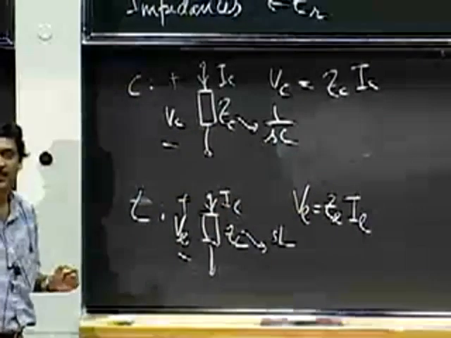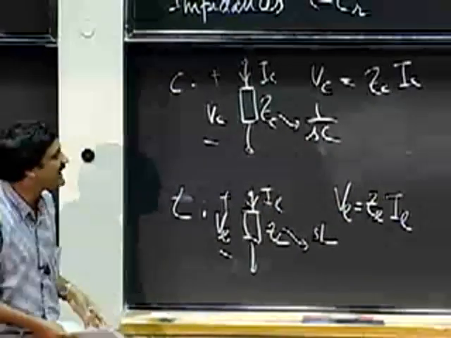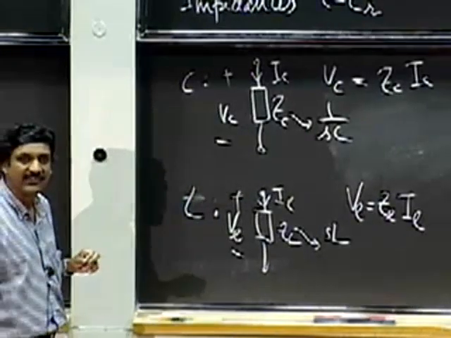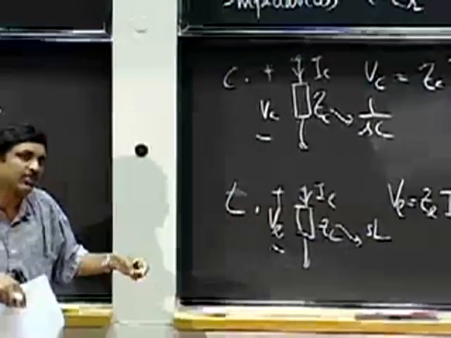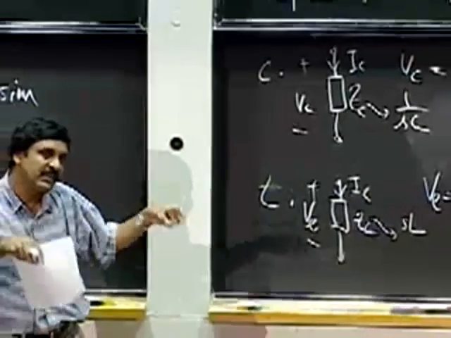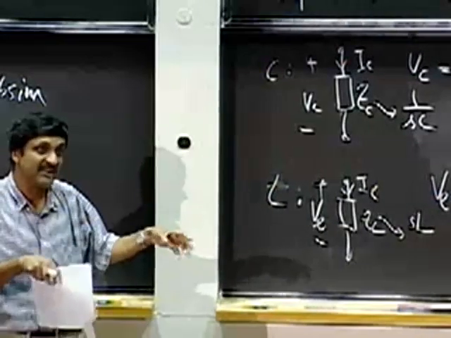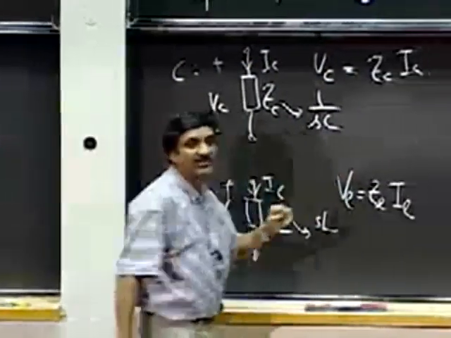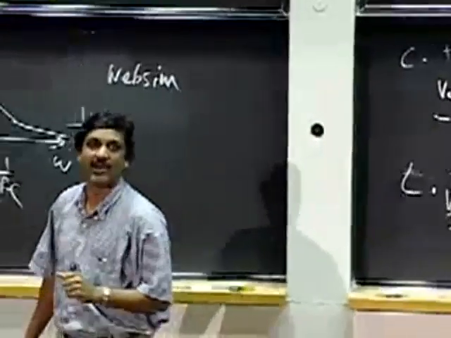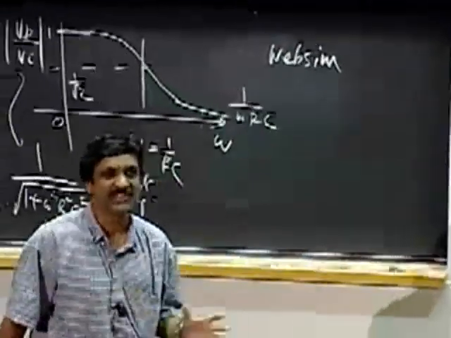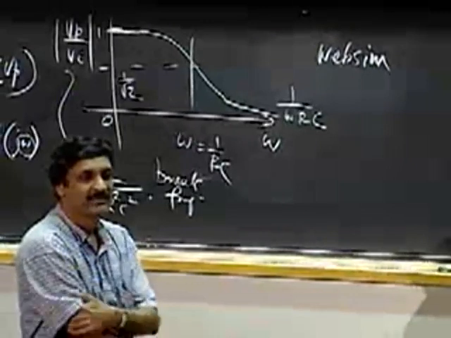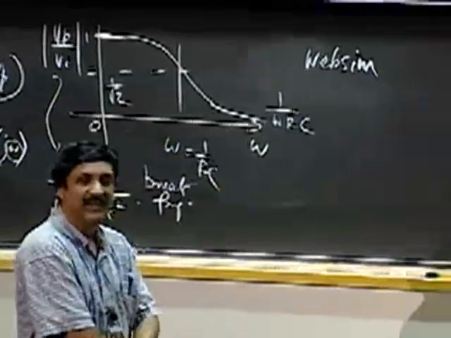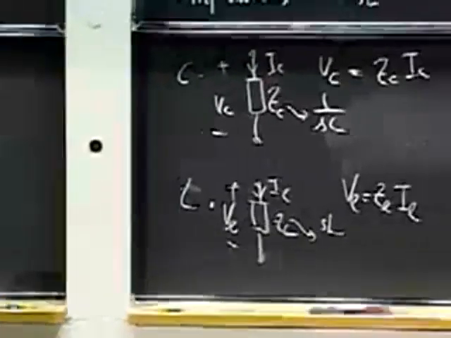And within that playground, the beauty of analysis is that where the inputs are of the form Vi e to the ST, it turns out that the element laws are simply generalizations of Ohm's law. And that is absolutely stunning. I mean, it's one of those hallelujah moments in learning circuits.